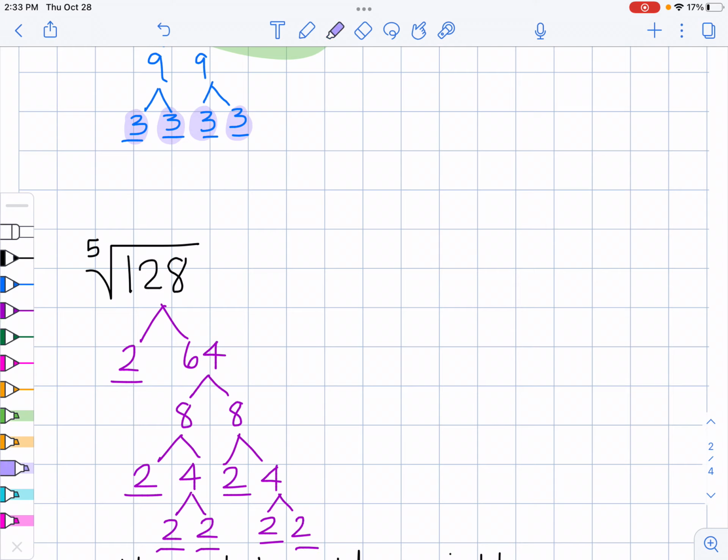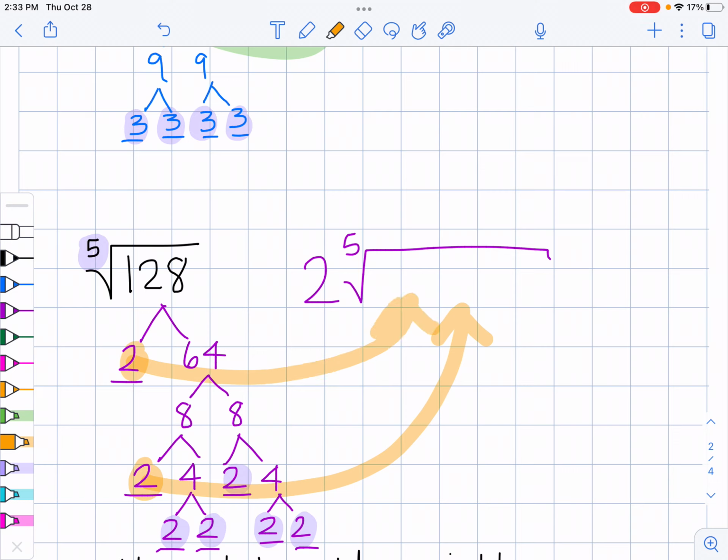Okay, now I have to have 5 of a kind. Okay, 1, 2, 3, 4, 5. I have 5 2s, so I can take out a 2. And this is the 5th root. Okay, I have this 2 and this 2 both left over. So I have to move them both over here. I multiply them underneath my radical. Whatever I don't have, anything that goes back inside gets multiplied back together. So my final answer here is 2 times the 5th root of 4.